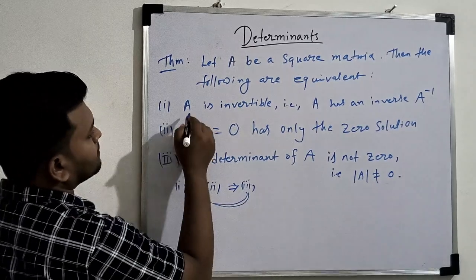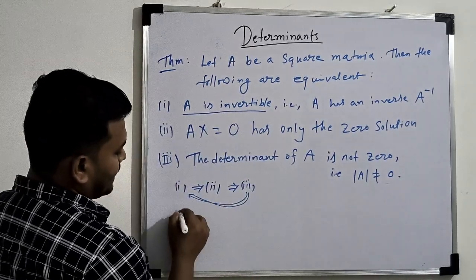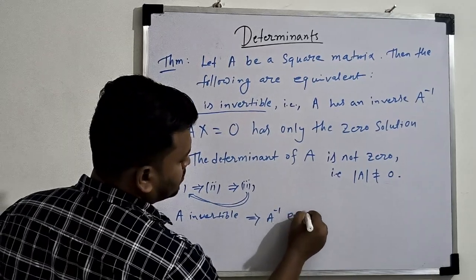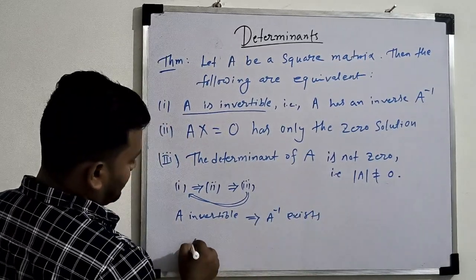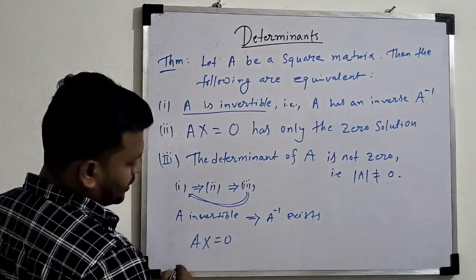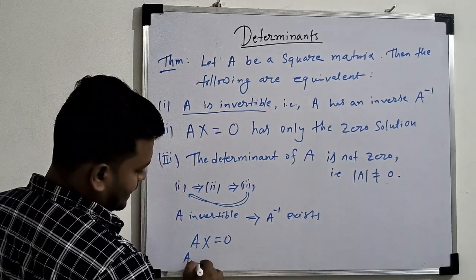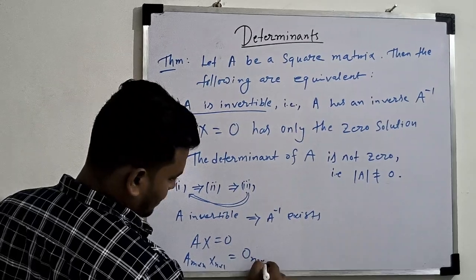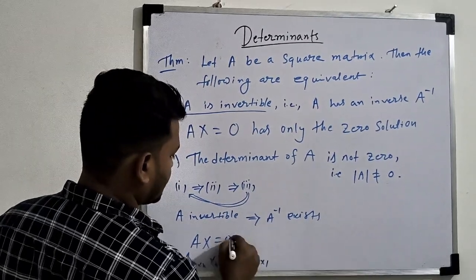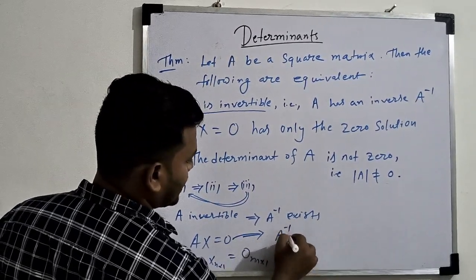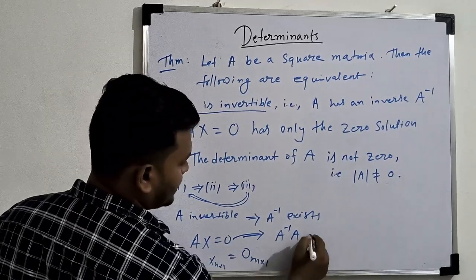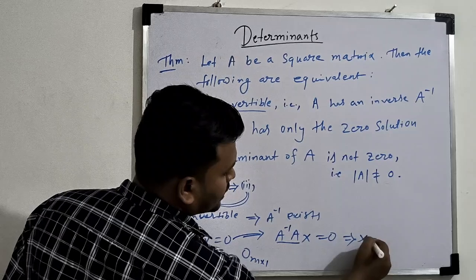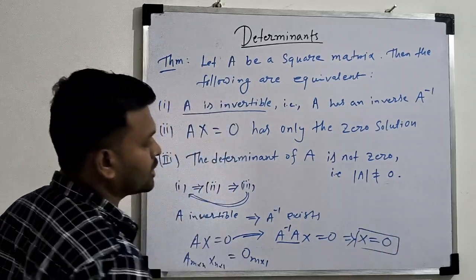So first, if A is invertible, given, then A invertible implies A inverse exists, and therefore Ax = 0, where A is m cross n, x is n cross 1 and this is 0, m cross 1. As A inverse exists, we can multiply A inverse from the left side of this equation, and from this we get the identity matrix, so x equals 0. So only the zero solution exists.